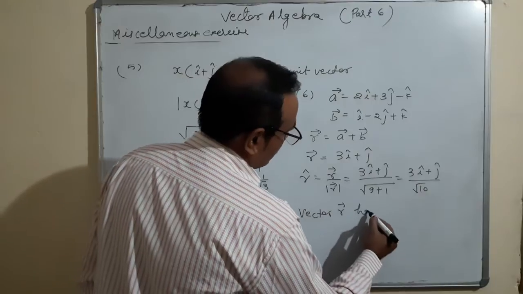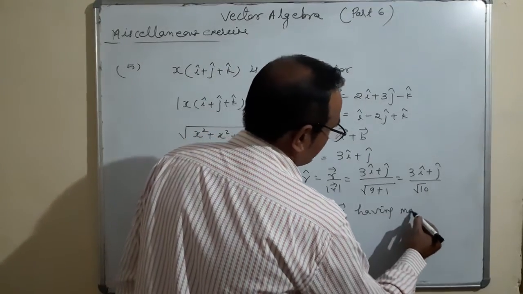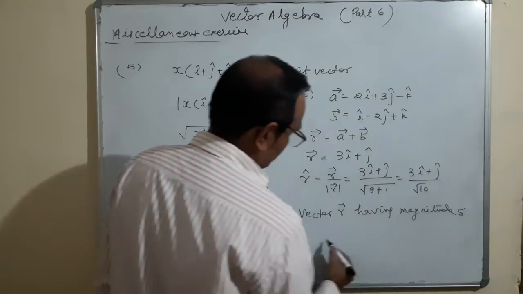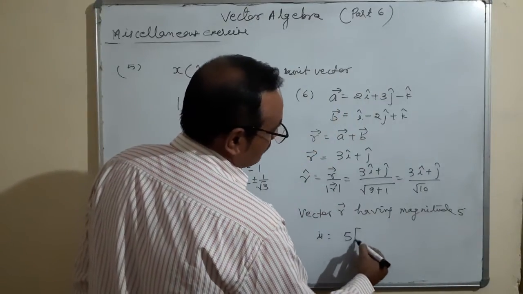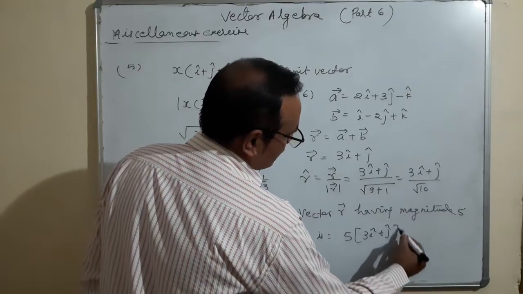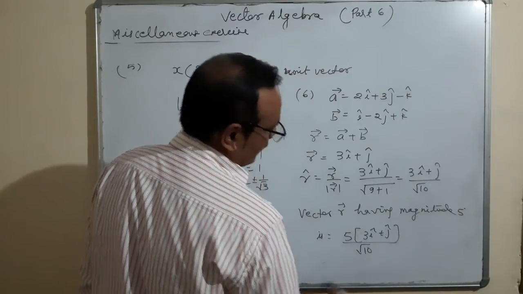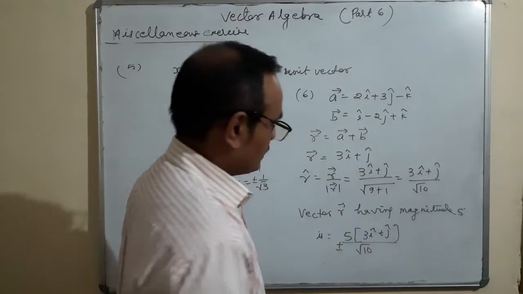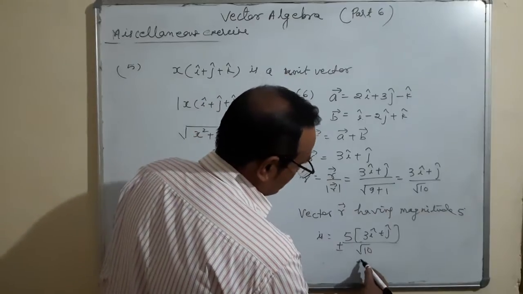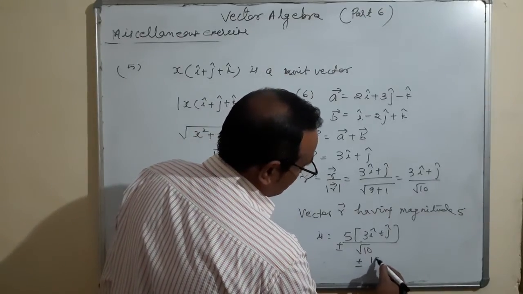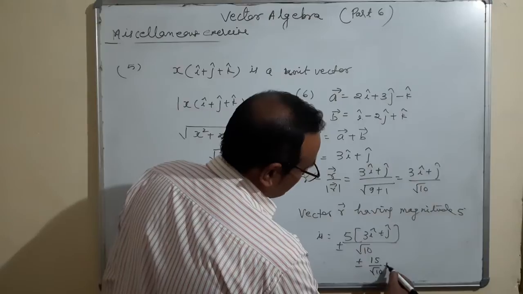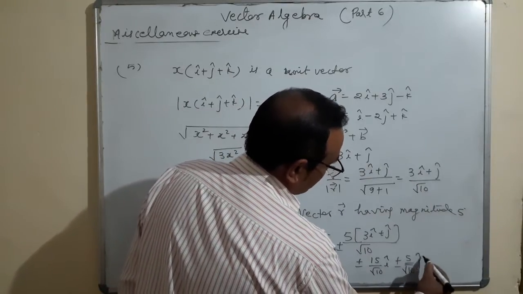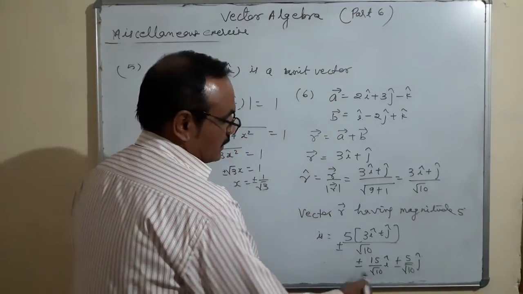So the vector R having magnitude 5 is 5 times 3i plus j upon root 10. This also comes with a plus minus sign. So it is plus minus 15 upon root 10 i plus minus 5 upon root 10 j. So this is the vector.